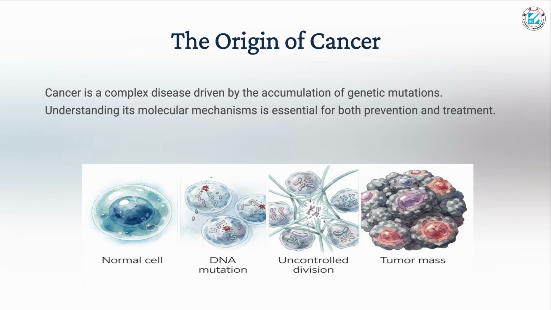Understanding the genetic basis of cancer is essential for prevention, diagnosis, prognosis, and treatment. In the following slides, we will discuss how normal cells become cancer cells, what types of genes are involved, and why cancer development usually requires multiple genetic changes over many years.